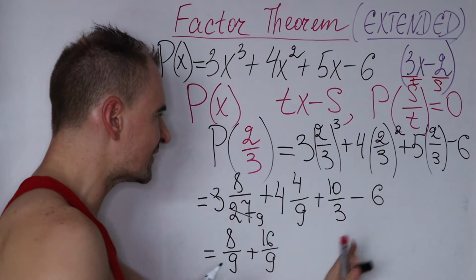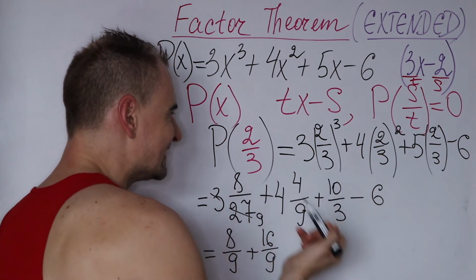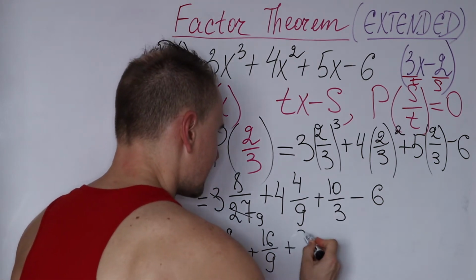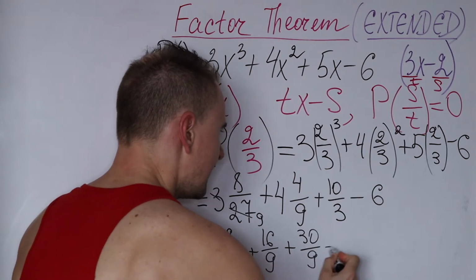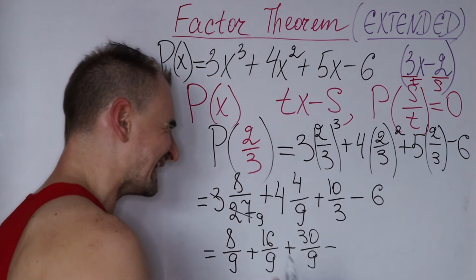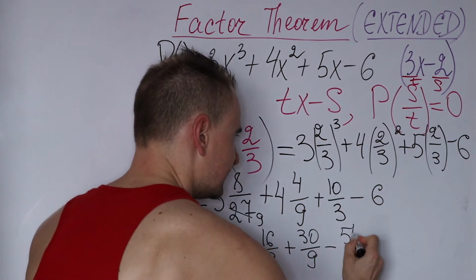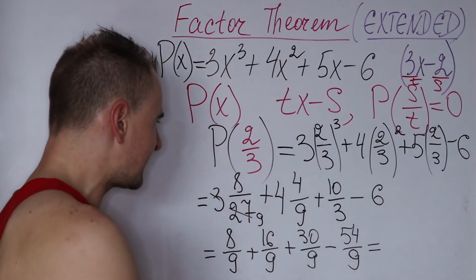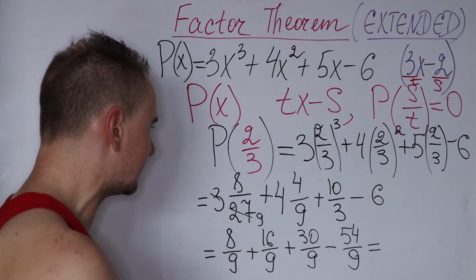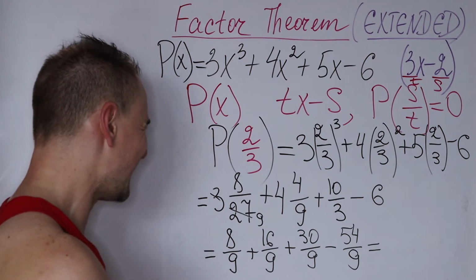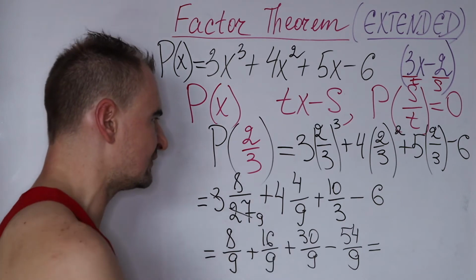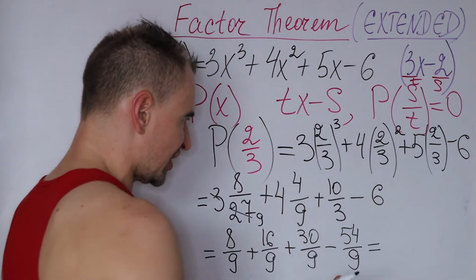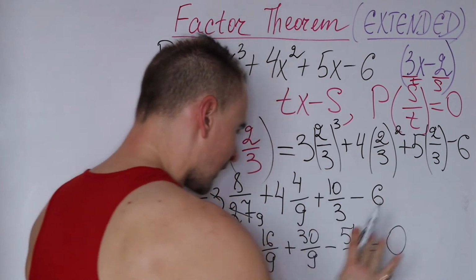And basically you want to get the common denominator. So the third one needs to be multiplied by 3, both top and bottom. It becomes plus 30 over 9. And the last one, 6, needs to be multiplied by 9, so it becomes 54 over 9. And all you need to do is collect the tops. So 8 plus 16 leaves you with 24, plus 30 gives you 54, 54 minus 54, you end up getting just 0 over 9, that overall equals 0.